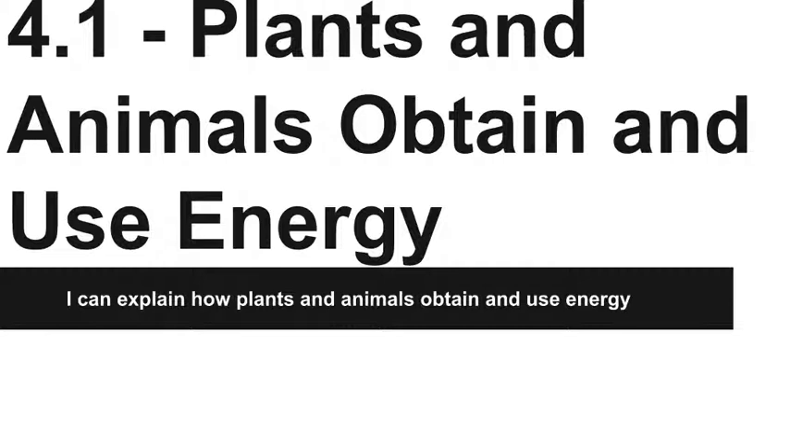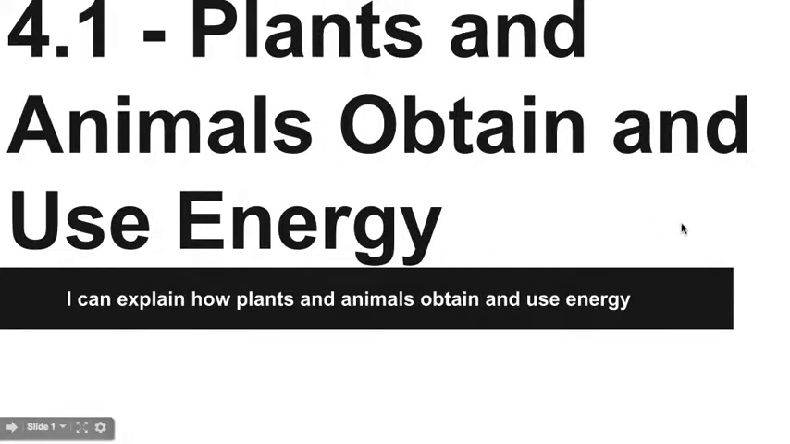So Unit 4 is going to be all about energy, and it's all about the energy that we need for life to exist. So we're going to start by talking about how plants and animals obtain and use energy. And if you're thinking we've already talked about this, you're right. We're just about to get a little bit more detailed about it. So your learning target today is I can explain how plants and animals obtain and use energy.